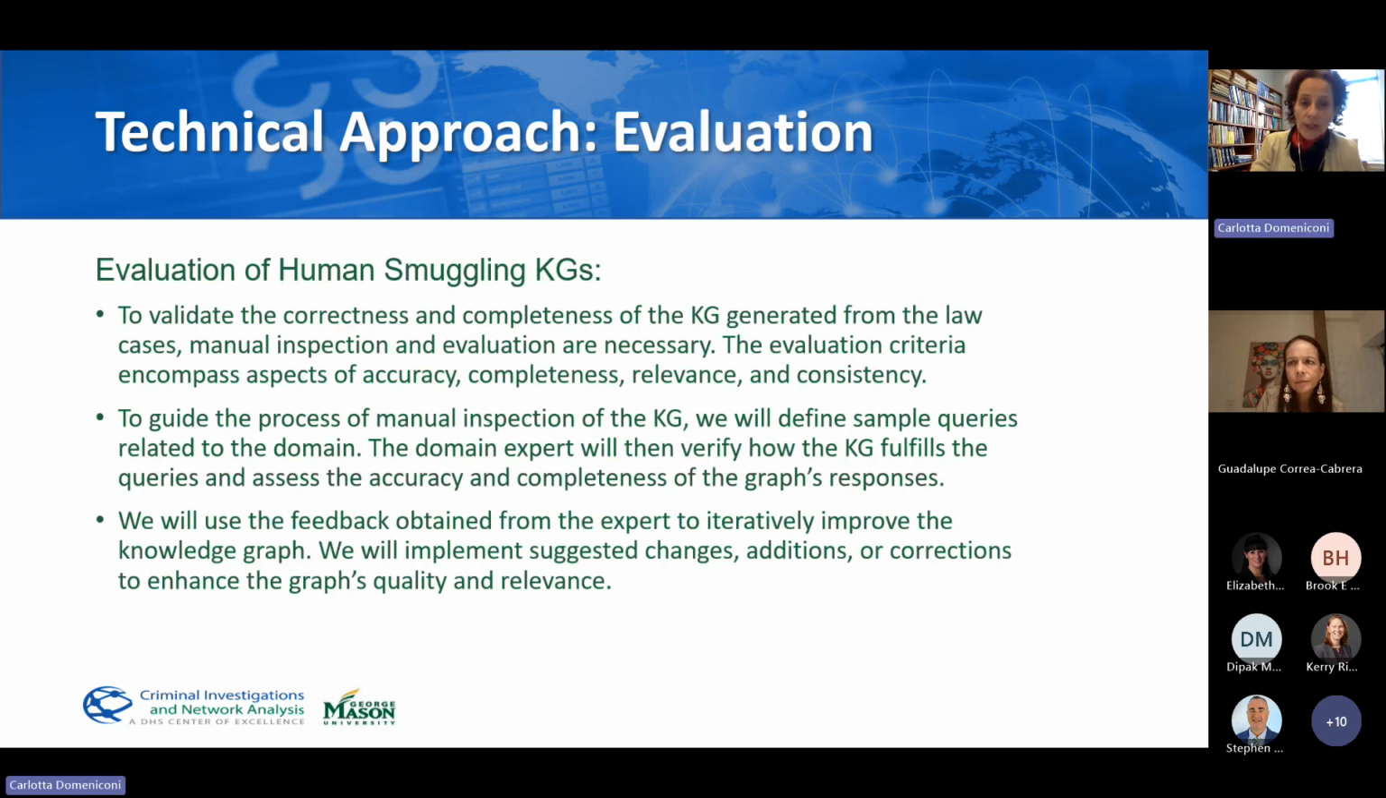So how do we plan to evaluate the outputs and the findings? As I mentioned earlier, in order to evaluate the quality of the discovered knowledge graphs, we will use domain expertise. So we will analyze the output of the large language model across different evaluation criteria, which will include accuracy, completeness, relevance, and consistency.